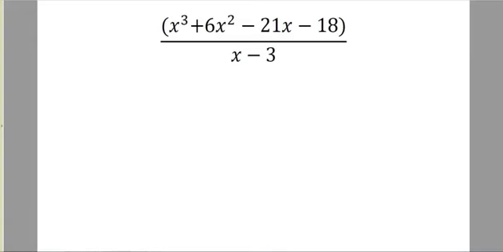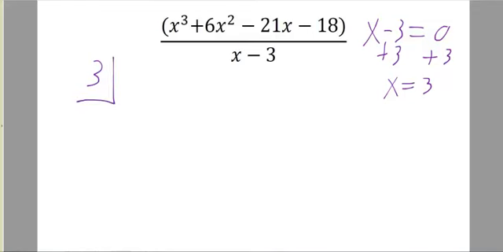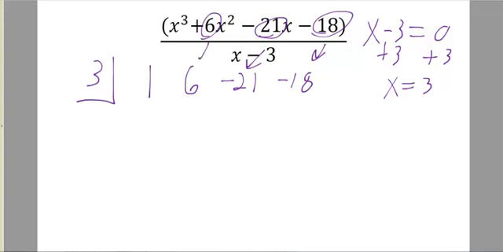So we're going to look at the 0. We can say x minus 3 equals 0. Solve for this, so it will be x equals 3, and then we're going to write down 3 up here, put it in a little box, and then we write each coefficient in front of it. We have 1, 6, negative 21, and negative 18, and note that each one of these is coming from the coefficient. So we have to write each one down. If you do have a 0, you do have to write the 0 there.